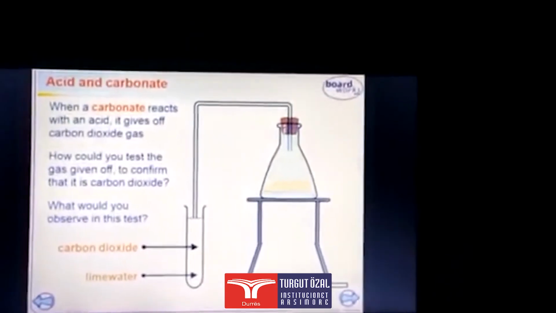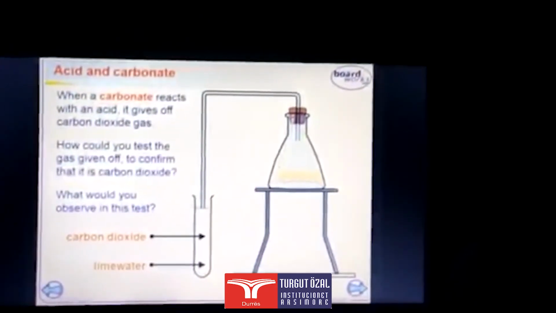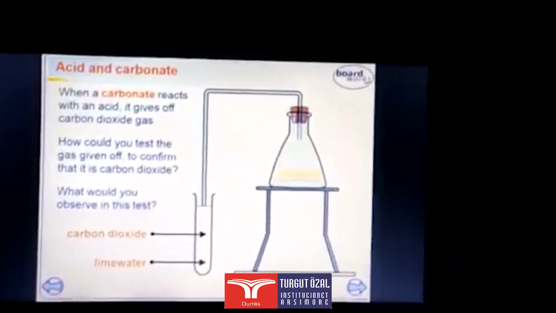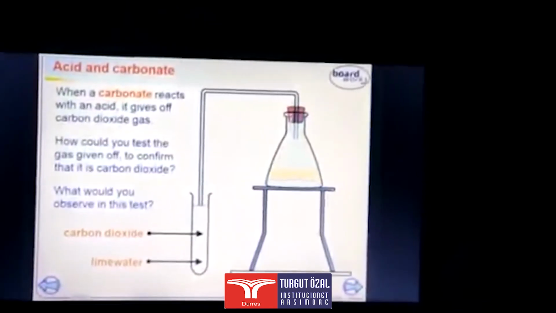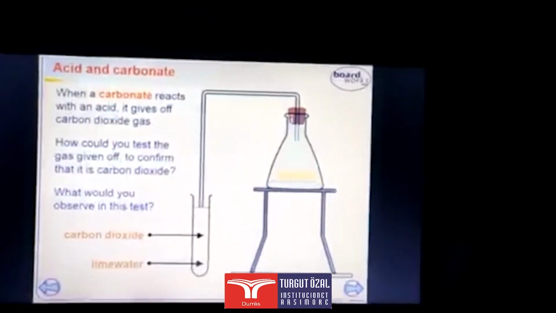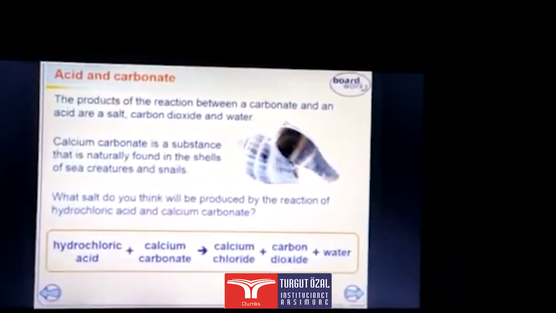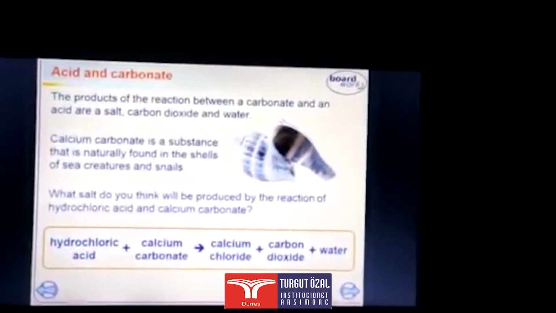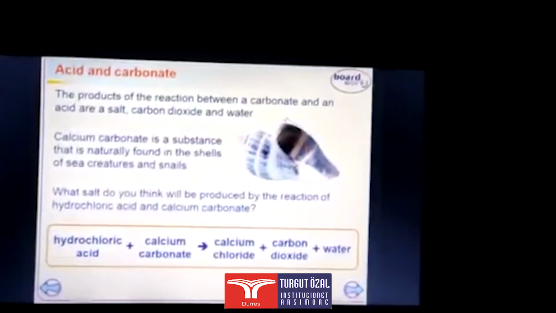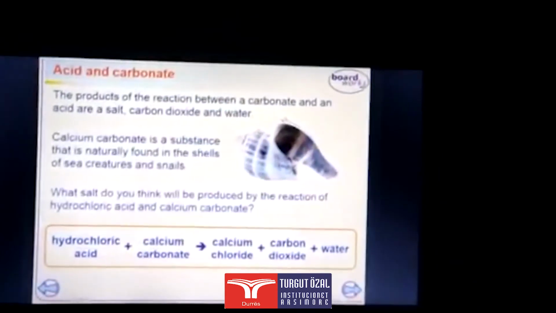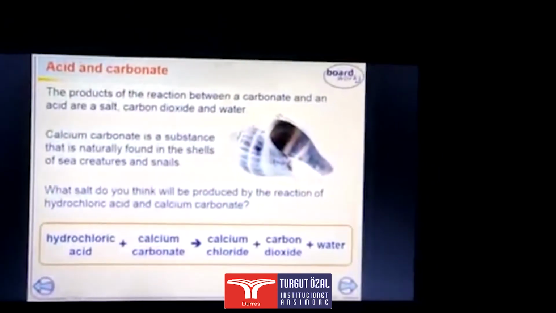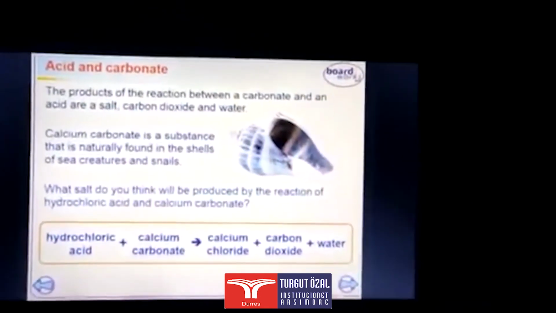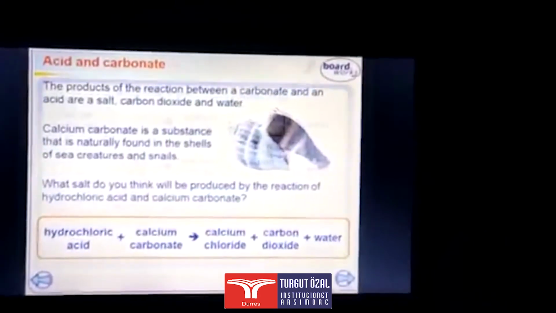Acids and carbonates. When a carbonate reacts with an acid, it gives us carbon dioxide gas. How could you test the gas given off to confirm that it is carbon dioxide? What would you observe in this test? The products of the reaction between a carbonate and an acid are salt, carbon dioxide, and water. Calcium carbonate is a substance that is naturally found in shells of sea creatures and snails. What salt do you think will be produced by the reaction of hydrochloric acid and calcium carbonate? We will get calcium chloride, carbon dioxide, and water.